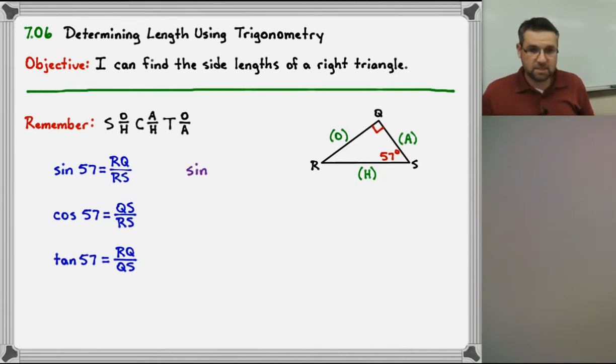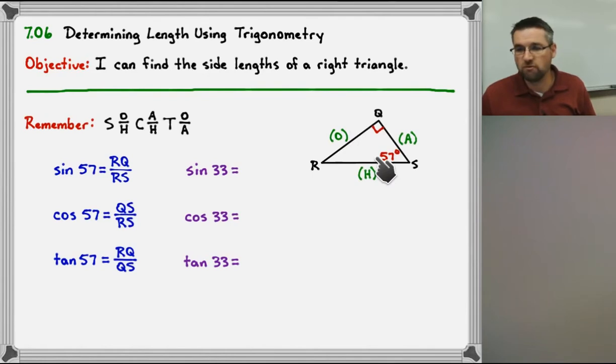But what happens if I want the sine of 33, the cosine of 33, and the tangent of 33? Well, where'd the 33 come from, right? You're going, where is that? I don't see 33 anywhere in here. Well, remember, the three angles add up to 180. So 90 plus 57, if you add those together, that's 147. And if I subtract that from 180, I actually get this angle here that's 33 degrees. So that's why I'm asking for the sine, the cosine, and the tangent of 33.